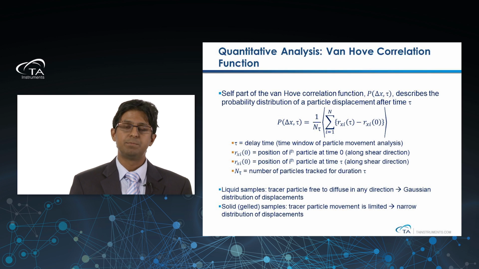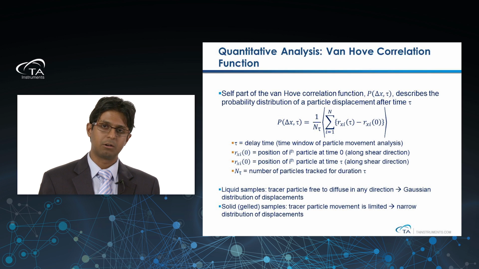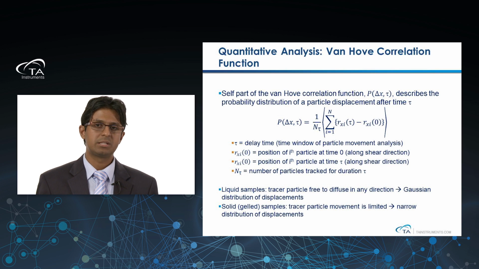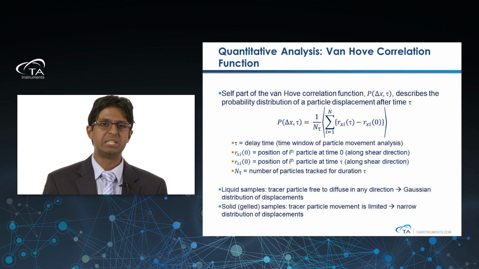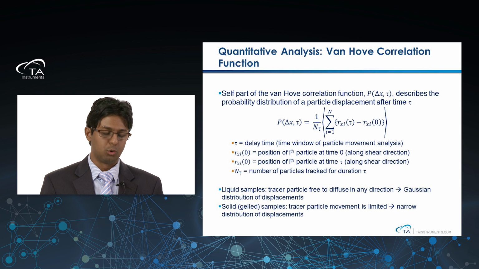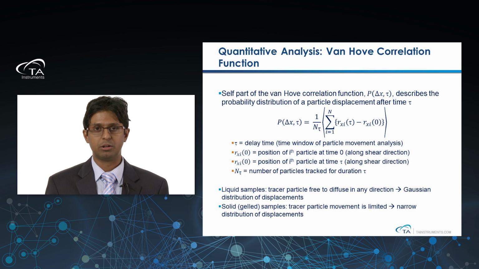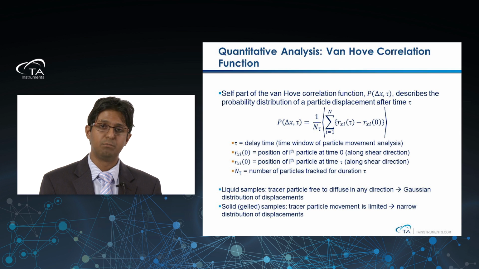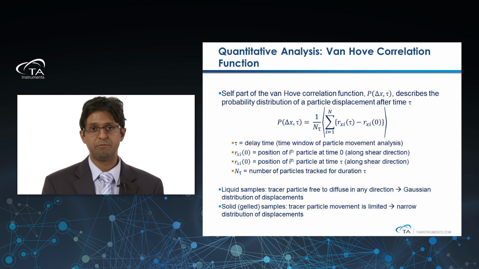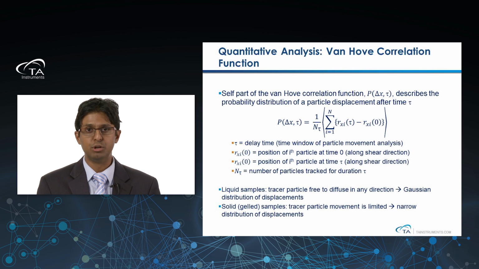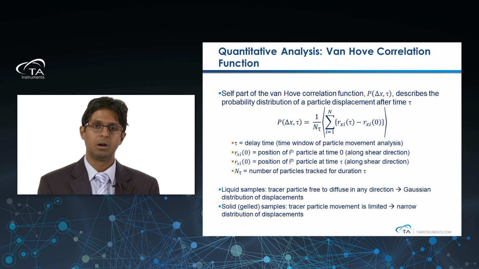We can quantify this behavior by looking at the self part of the Van Hove correlation function. What this does is it basically describes the probability distribution of particle displacements at a specific time. So you look at the particle location at initial time, and then 5 seconds later or 10 seconds later, and you find out on average how much these particles have moved. You might have a few particles that have moved 2 microns, you might have a few particles that have moved 5 microns. So you generate a histogram and then a probability distribution of particle displacements over a certain delay time.